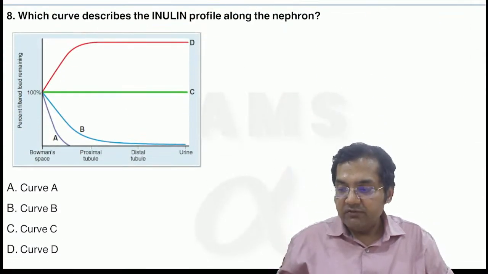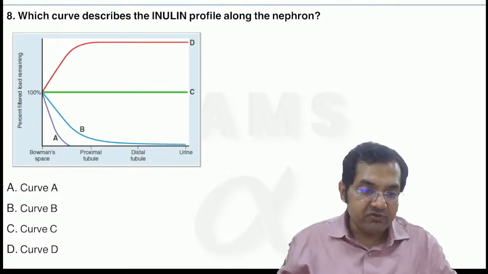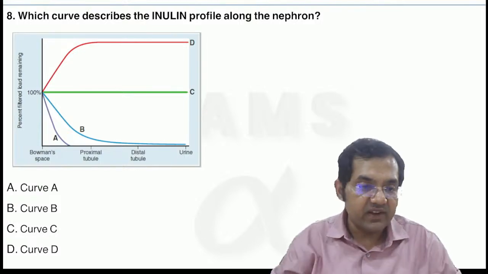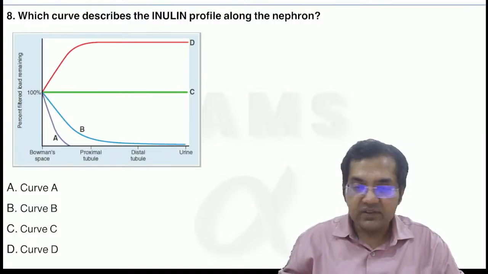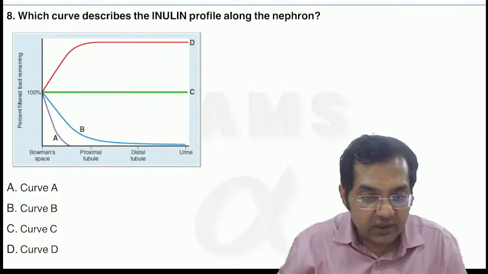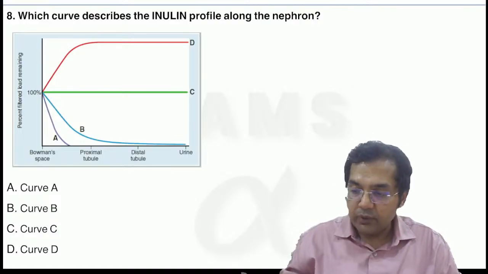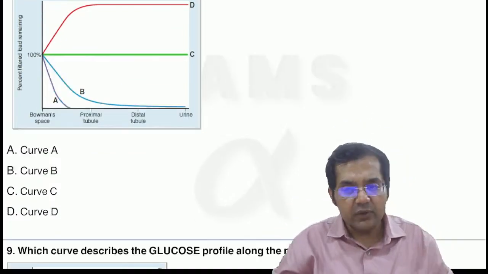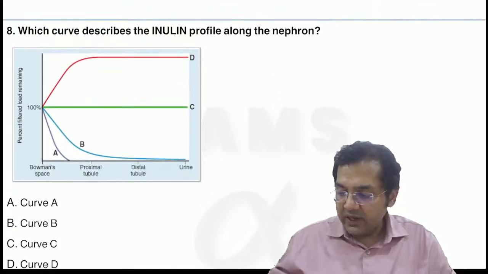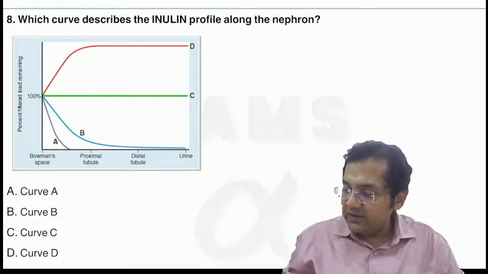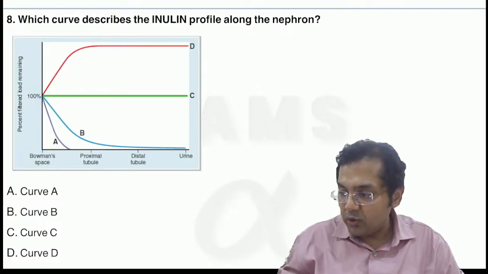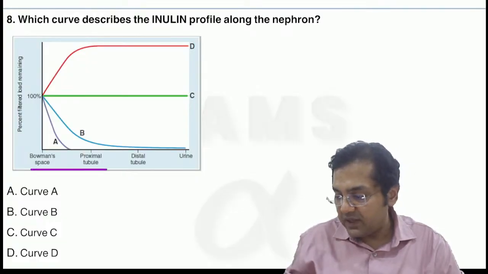Which curve describes the inulin profile along the nephron? These are slightly difficult questions. If you look at the y-axis, you are seeing the percentage of filtered load remaining, and I'm showing you different solutes. I have asked you about inulin, and in the next one glucose, but I will tell you the other answers as well, right? Please look at the x-axis: Bowman space, through proximal tubule, to distal tubule, to urine, right?